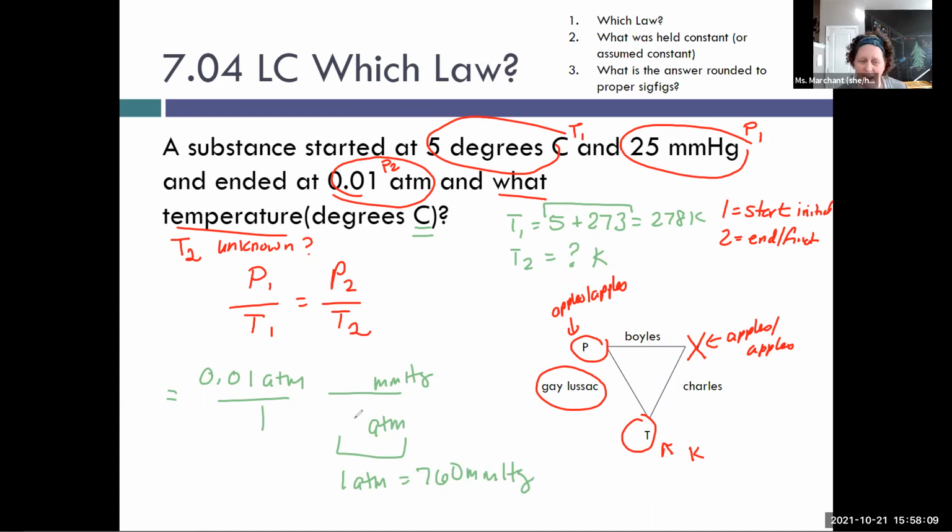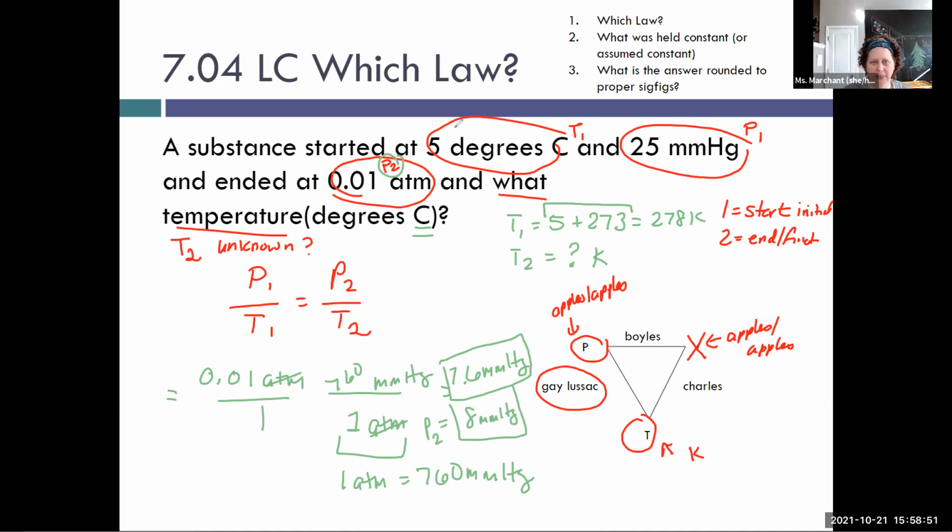So why did I pick atmospheres to go to? Because I wanted the 1 on the bottom. Less work for me to do and less chance that I mess up when I'm dividing. Okay, atmospheres cancel. 760 times 0.01. So that would be 7.6 millimeters of mercury would be my answer. And if you wanted to be technical, it should only be 1 sig fig, right? So 8 millimeters of mercury. What is 8 millimeters of mercury? It goes in place of pressure 2. So that is my pressure 2.